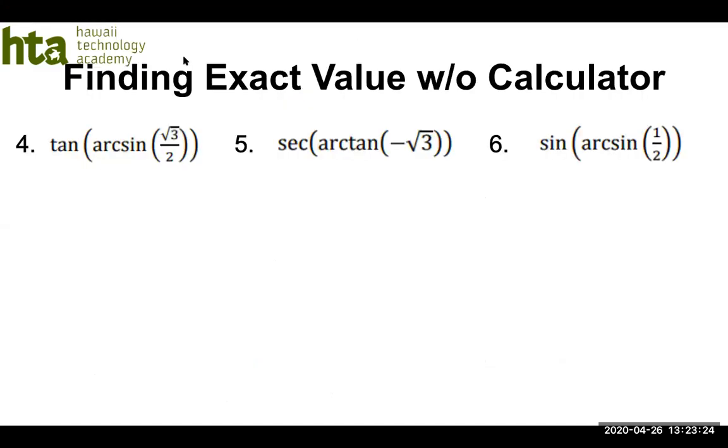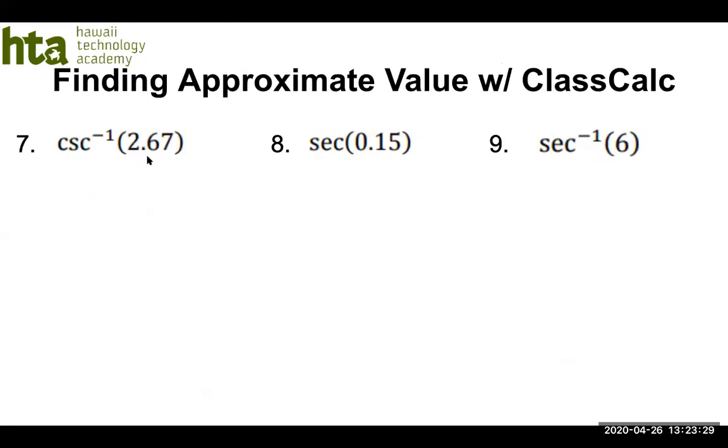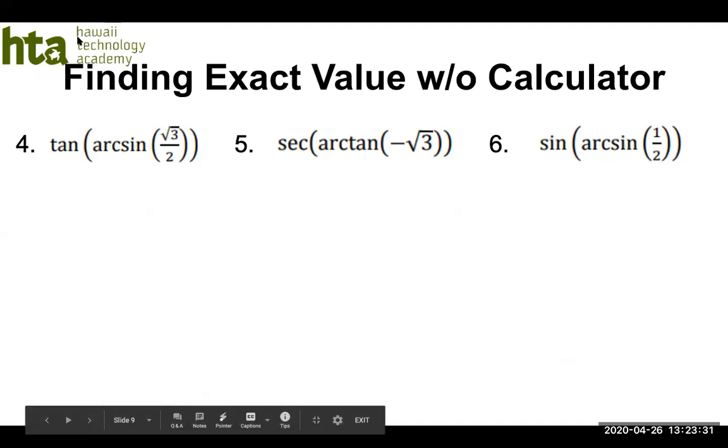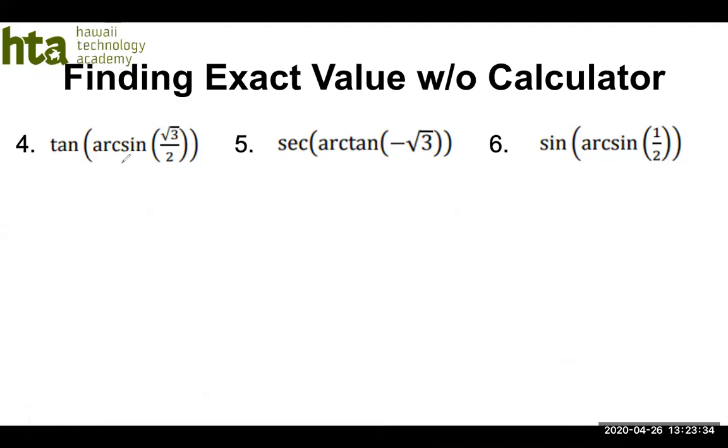We want to find the tangent value of the arc sine of rad 3 over 2. So remember, arc sine is the same thing as the sine inverse of rad 3 over 2. Anytime you are trying to find the inverse of a function, you are finding the angle. You are trying to find theta. So sine inverse of rad 3 over 2 is asking us, what is the degree measure of when sine is rad 3 over 2?